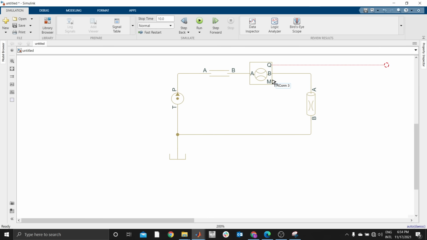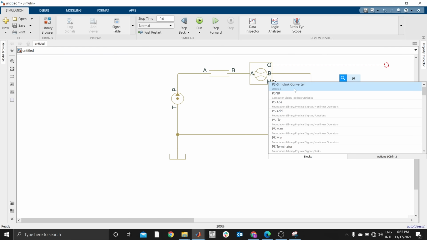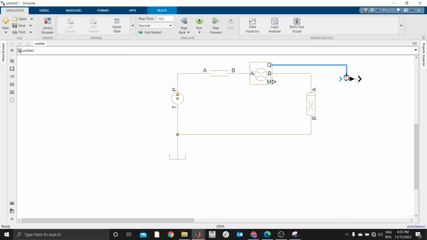M gives you the mass flow rate. Leave it for now because we just want to know how many liters per second. Then we need to convert this one. Always convert it because we need to use a scope. Okay, scope here like that. Then this name, leave it like that.